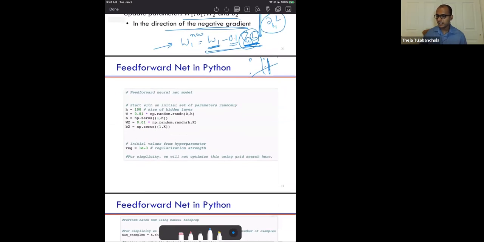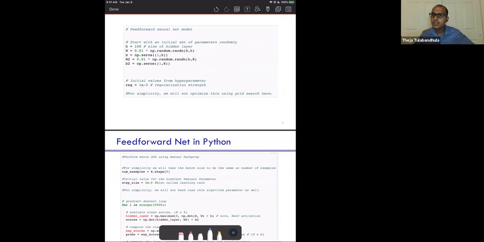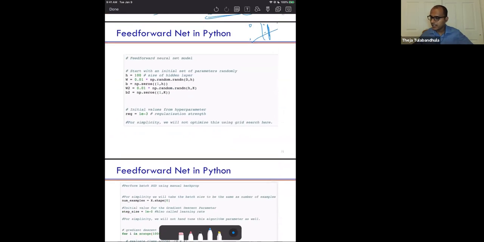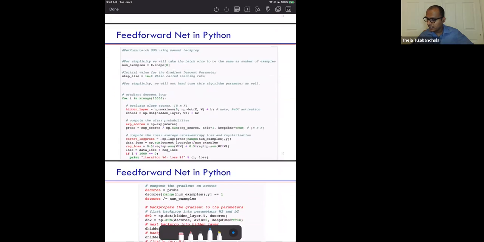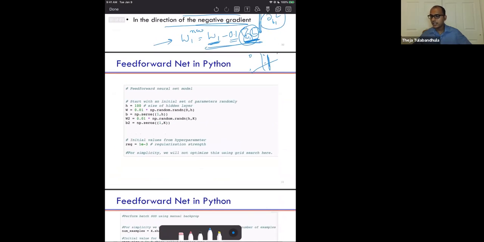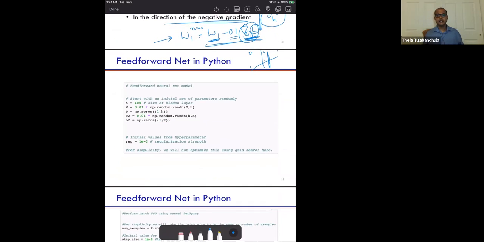So let's look at the feedforward neural net now. It's been an hour, so let's take a break for 10 minutes. Let's resume at 4:45. Right after resuming, I'm going to look at a Jupyter notebook with the feedforward code instead of looking at the slides. Okay, so let's take a break for 10 minutes. Resume at 4:45.